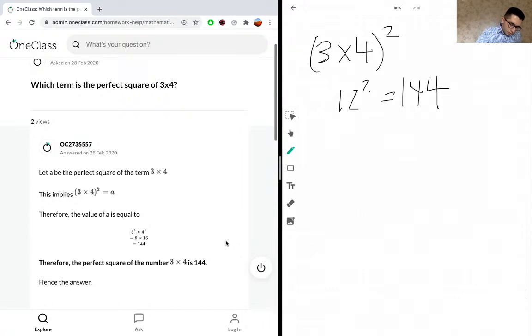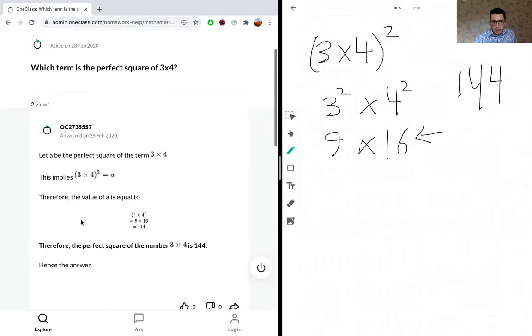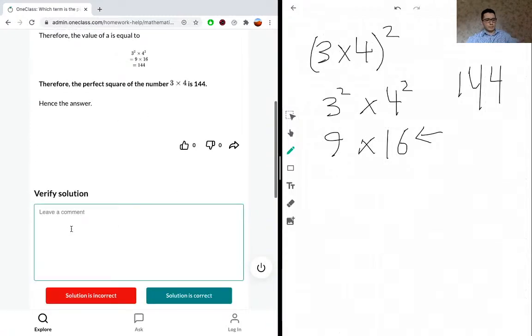We could also do it in a different way, similar to how the solution presented here is doing. We could do 3 squared times 4 squared, which would give us 9 times 16. Maybe this is a multiple choice question, and depending on the solutions you're provided, it might be in this format, or it could be just the final solution, which is 144. So 9 times 16 is 144, which is equivalent to 12 squared. Here they present the correct answer. Correct.